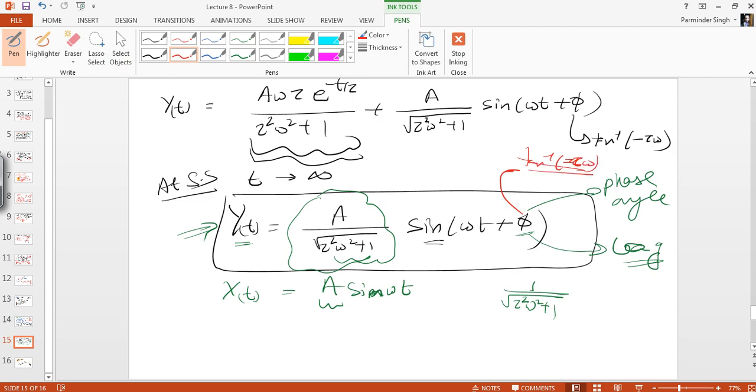Clear? So you can see if the input is sinusoidal in nature, the output is also sinusoidal in nature, but the only variation is that the amplitude of the output is smaller than the amplitude of the input. Further, the output lags the input by an angle phi.